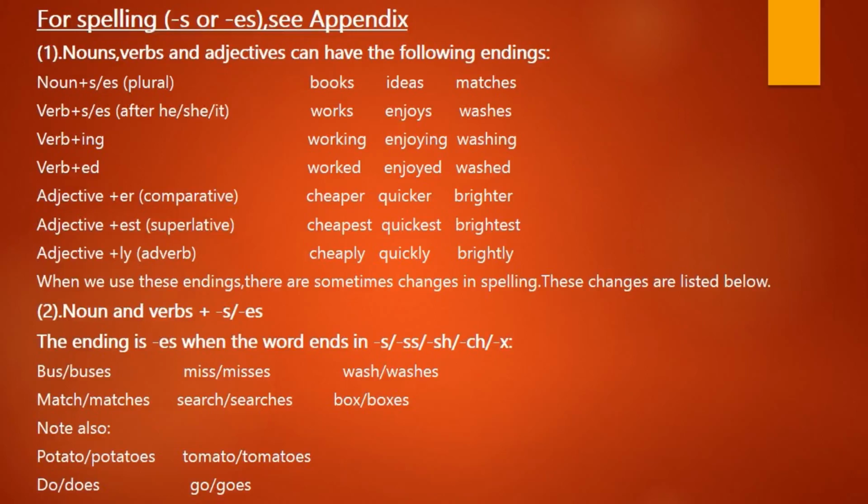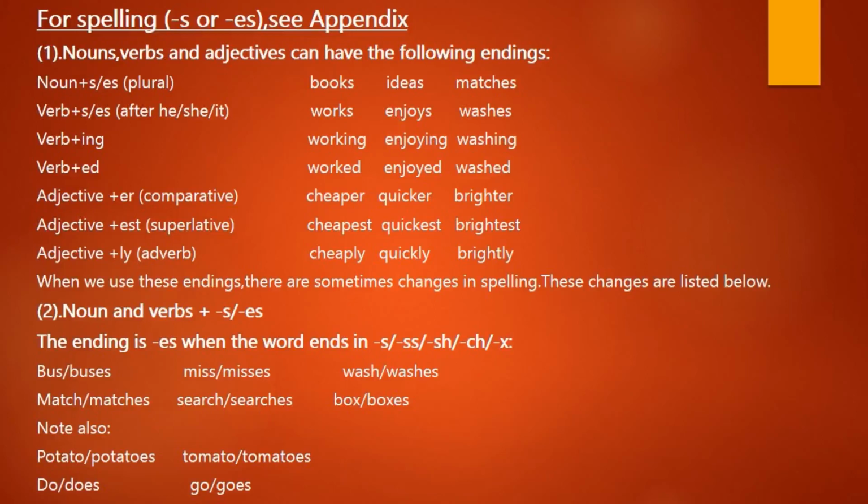Adjective plus er, comparative. Example: cheaper, quicker, brighter. Adjective plus est, superlative. Example: cheapest, quickest, brightest. Adjective plus ly, adverb. Example: cheaply, quickly, brightly.